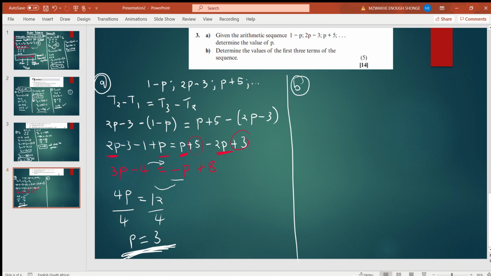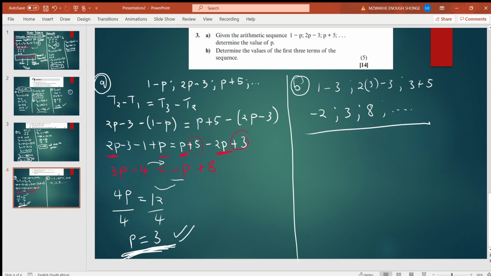Number B, they say determine the value of the first 3 terms of the sequence. Now that you have p, you want the actual numerical value. So you will say 1 minus 3, then 2 times 3 minus 3, and then 3 plus 5. So here you'll have minus 2. Then 2 times 3 is 6, minus 3 is 3. Then 3 plus 5 is 8. So this is the answer for the first 3 terms of the sequence.